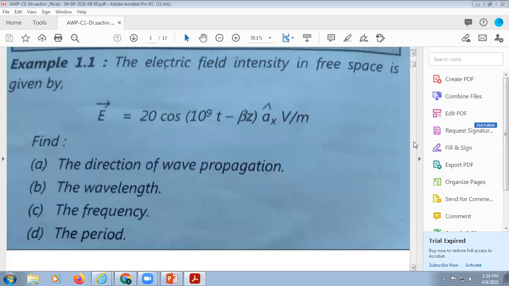The equation is related to your phase angle, along with the other parameters. This equation is nothing but the wave equation. So what you need to find out from this equation is the direction of the wave propagation, the wavelength, the frequency, and the time period.